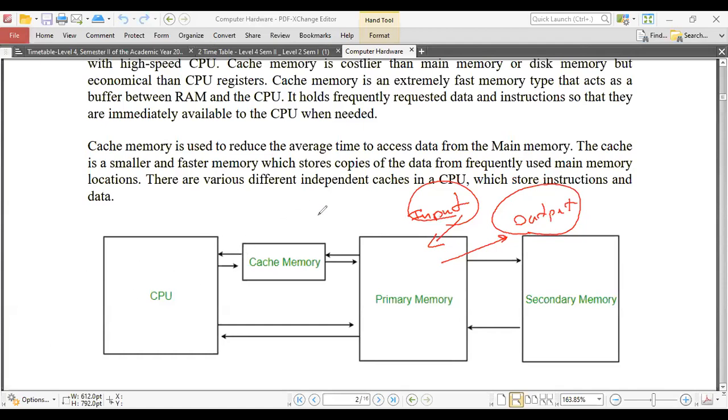Okay, everyone. So all the instructions and data will be initially stored in primary memory. Then they will be sent to the CPU for processing, right? The purpose of this cache memory is to increase the efficiency of communication between CPU and primary memory.